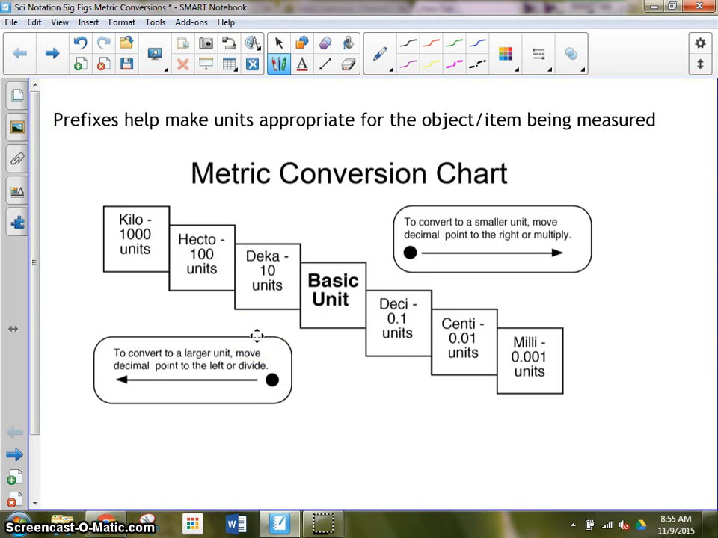Hello everyone, welcome to our lecture on metric conversions, scientific notation, and significant figures. This will talk a little bit about the measurements that we use in chemistry and make some connections to all of our measurements that we were making before.